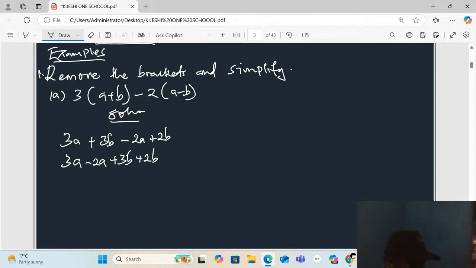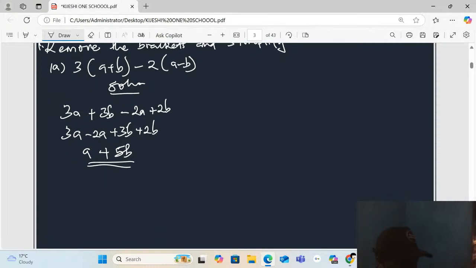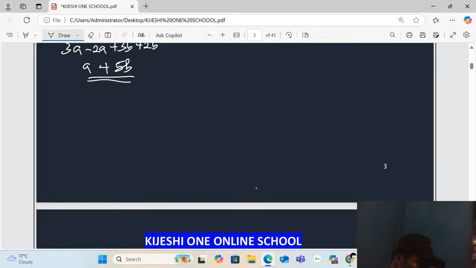3a minus 2a, you get a, plus 5b, and that one now becomes your final answer. You've simplified this algebraic expression. So 3 into a plus b minus 2 into a minus b is simply a plus 5b. Let's look at the second example in brackets.